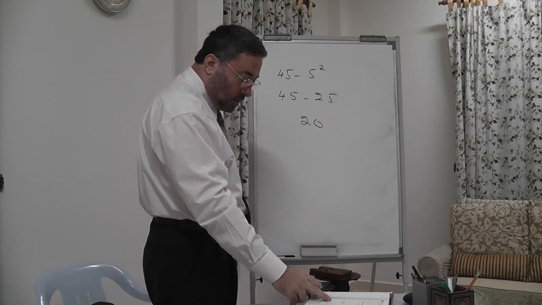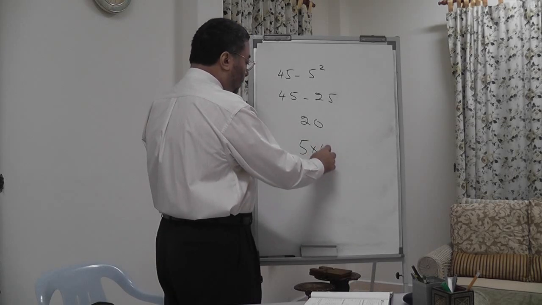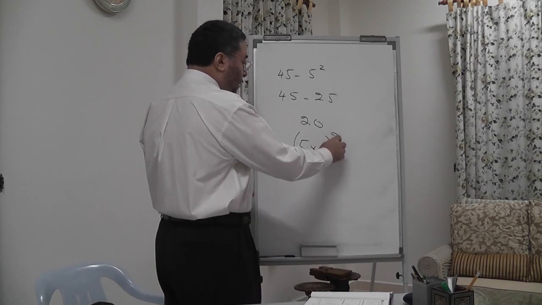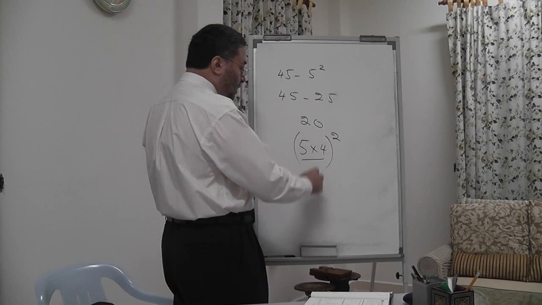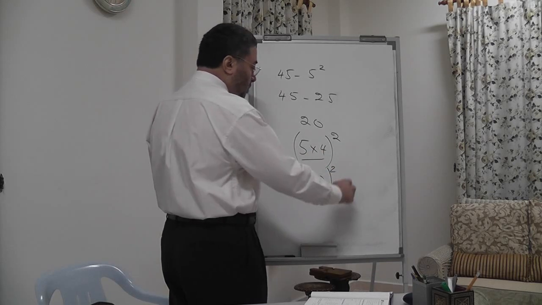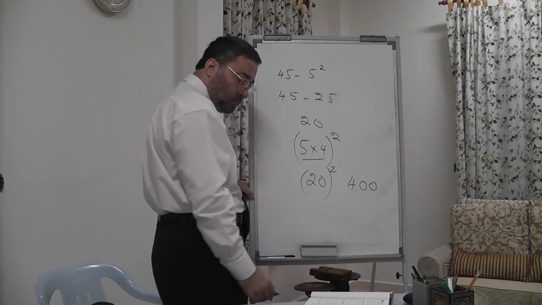Number 13, 5 times 4, and the whole thing now is squared. First I do what's inside the parentheses, and that's 20, and then I do the squaring. I square the 2, that's 4, I square the 10, and that's 2 zeros.